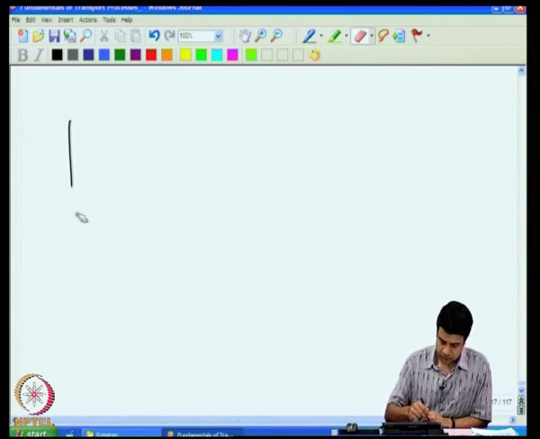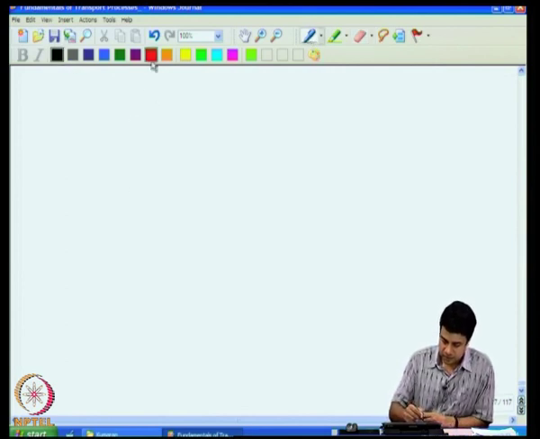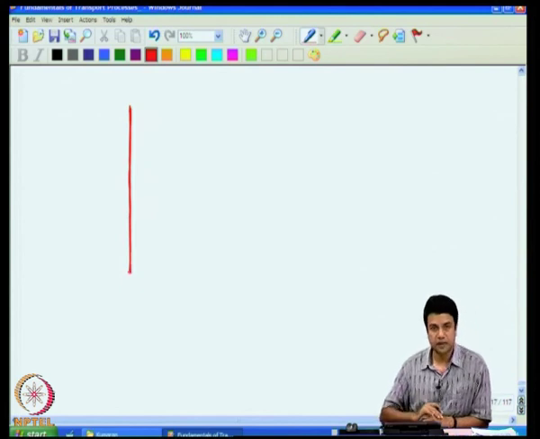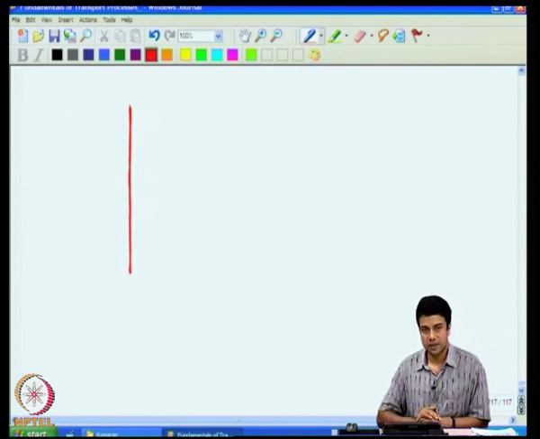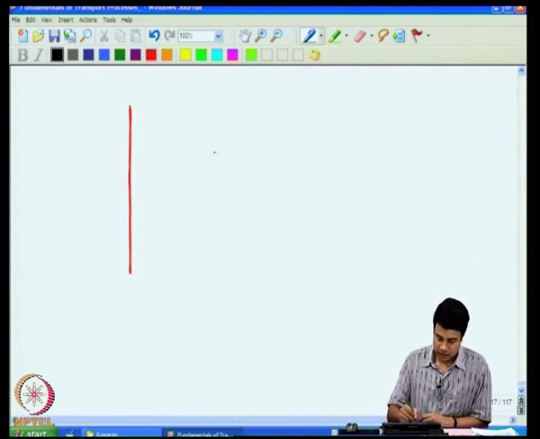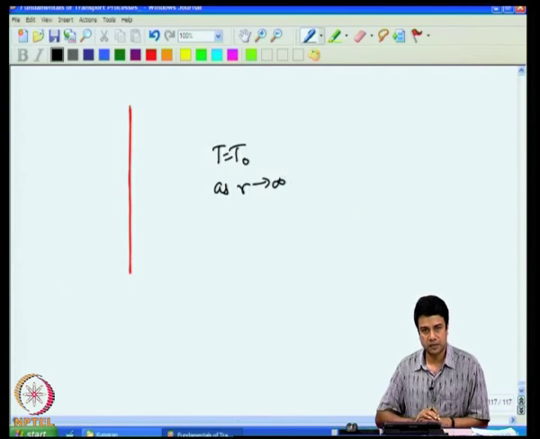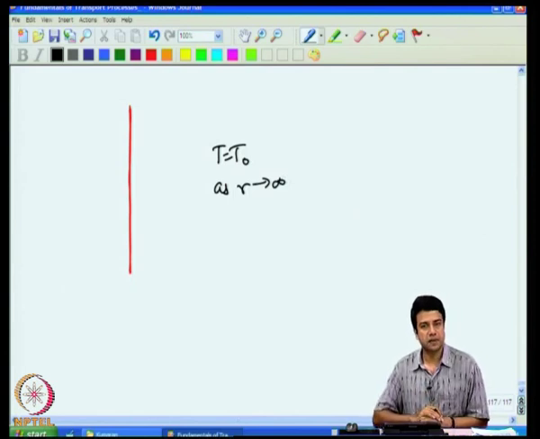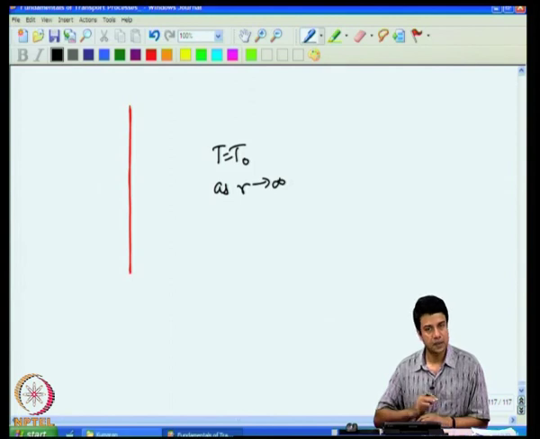The analog of diffusion into an infinite fluid in cylindrical coordinates is actually diffusion from a line source, a wire of infinitesimal thickness, which is heated in an infinite fluid. I have temperature T equal to T naught as r goes to infinity, far away from the wire. At the surface of the wire there is some heating going on, and then we can find out what the temperature profile is due to this.